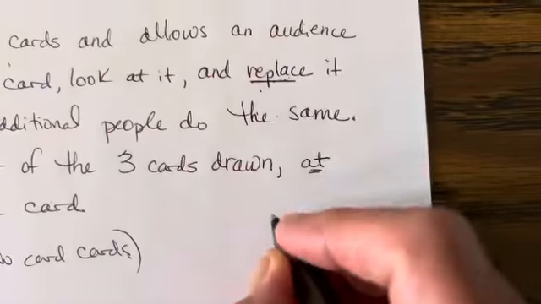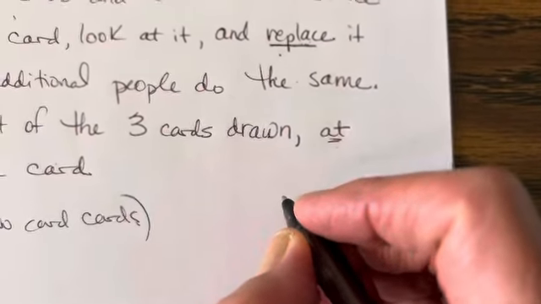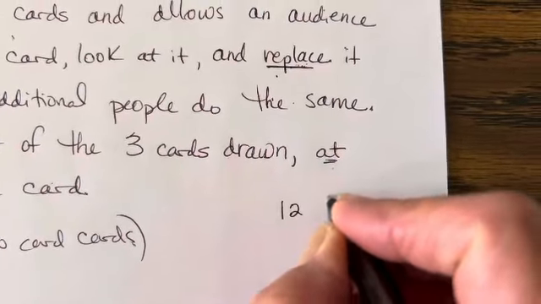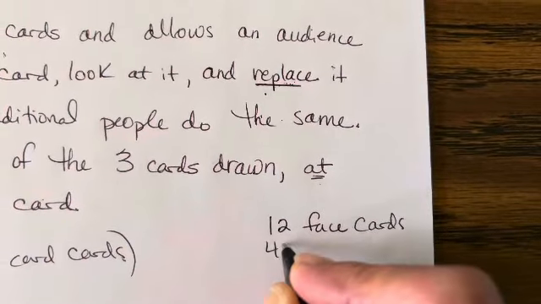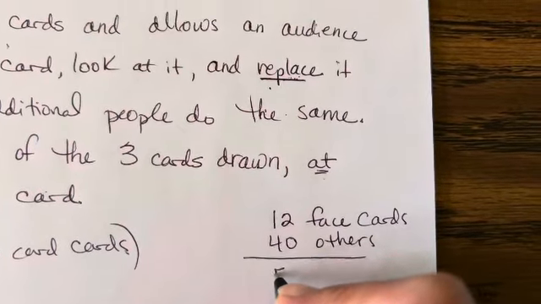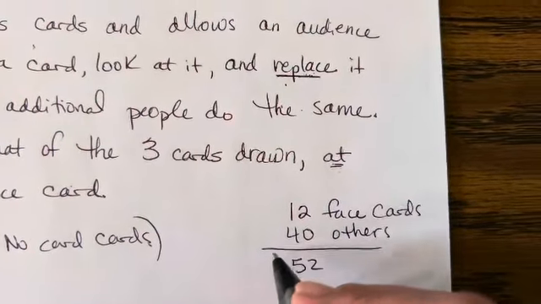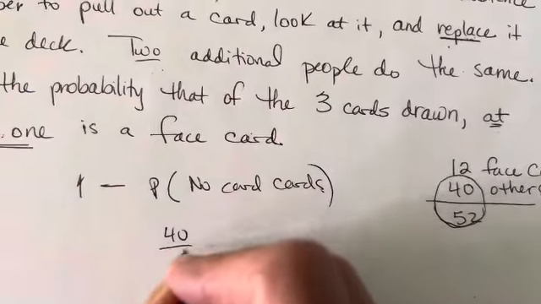Now remember, in a deck, each suit has 3 face cards, the Jack, Queen, King. So there's 3 of them, 4 suits, so there's 12 face cards, which means there are 40 other cards in the deck, okay? So a total of 52 cards. So the odds, the probability of me drawing one without a face is 40 out of 52.